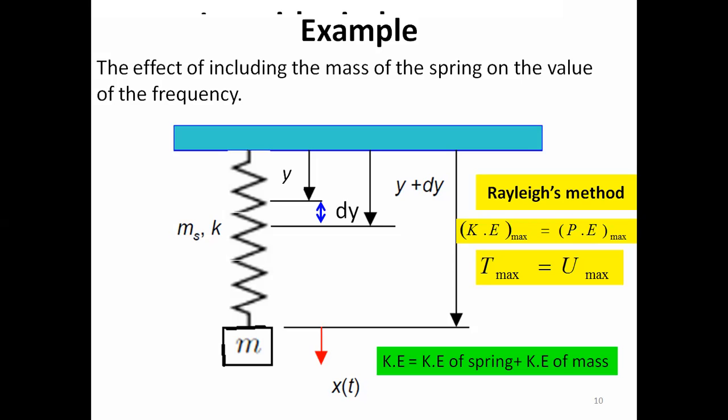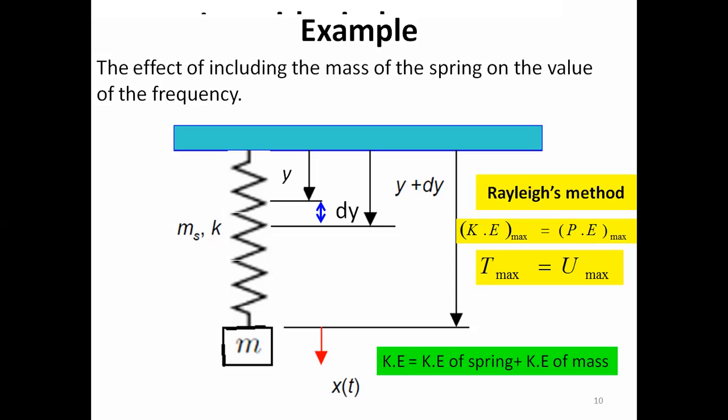So in that case, our valid assumption would be to ignore the mass of the spring. Then the analysis and the modeling would become easy, but the disadvantage would be a slight error, an error of 2 to 10%, but a 2 to 10% error is actually acceptable.